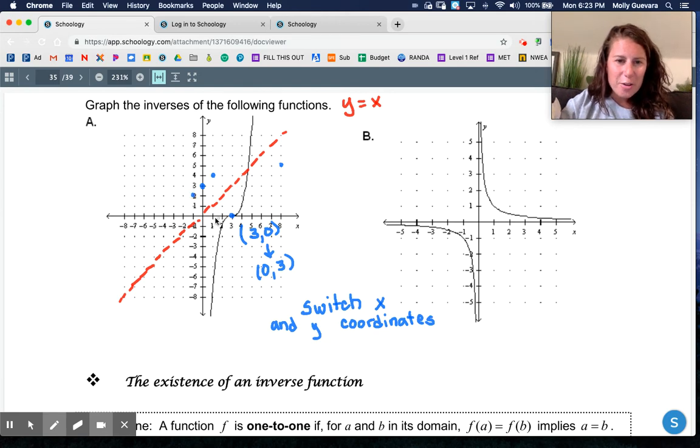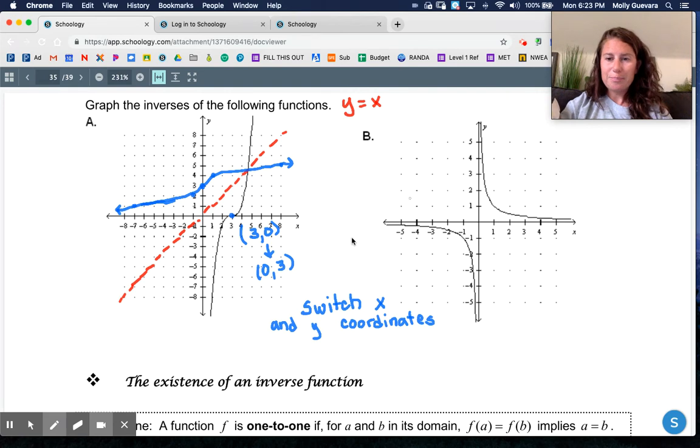And then another point I see is (-1, -7), which looks like a good one. So (-7, -1). And then when I go to connect those beautifully, I get my inverse graph. Okay, so you don't really need to draw this line, y equals x. You should just be able to find the inverse by switching the x and y coordinates.